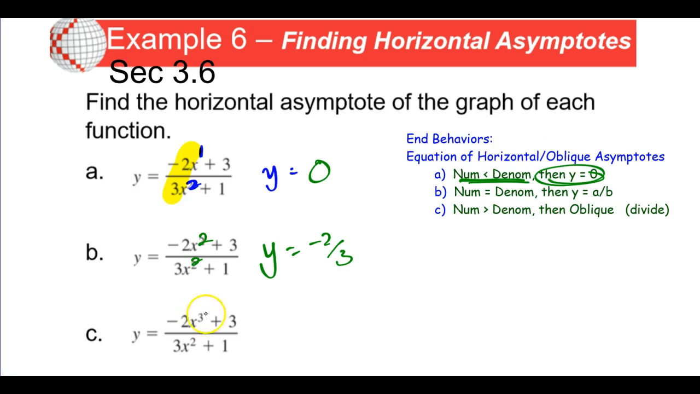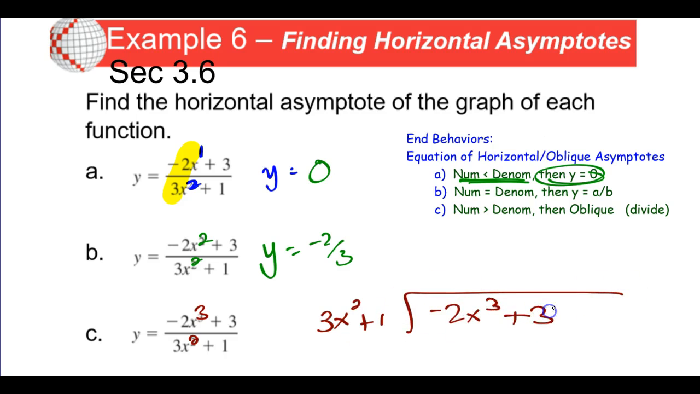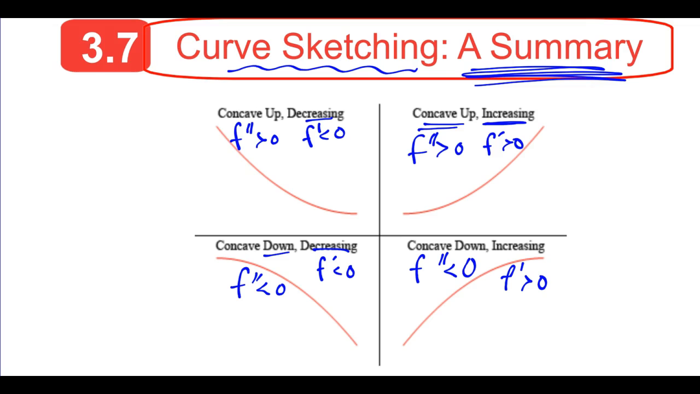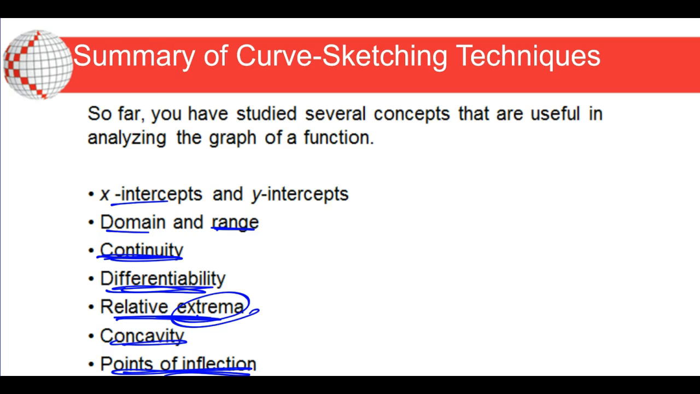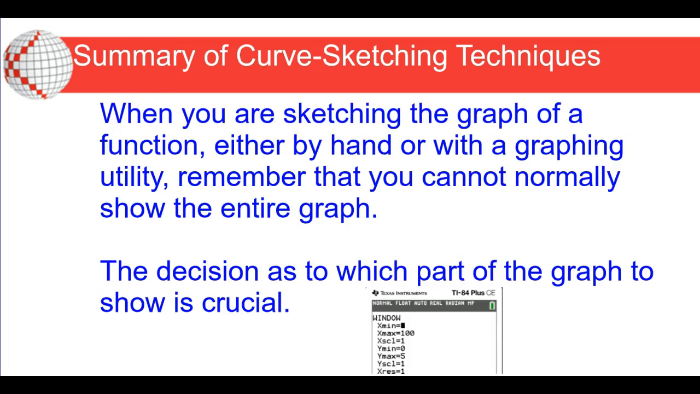And then if the degree of the numerator is greater than the degree of the denominator, you can actually do this long division. We're not going to do that, so I would just say there is no horizontal asymptote, it's actually oblique, and we could find what the equation of that line is. It's not always a line, but it could be a line, by doing long division, and we'll skip that for now.